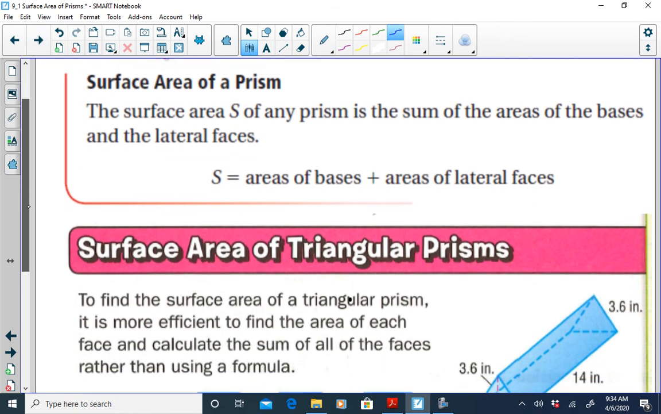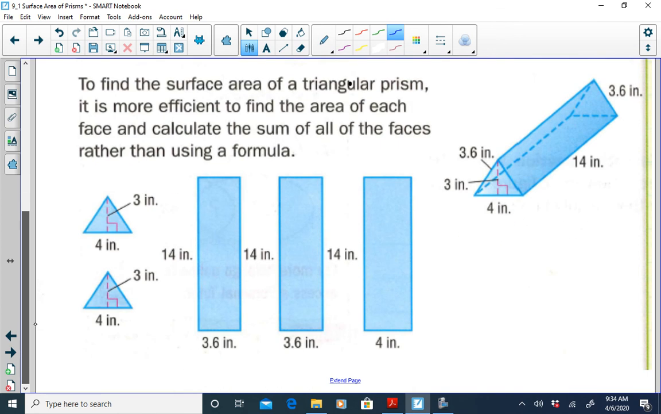Alright, let's look at the triangular prisms. To find the surface area of a triangular prism, it's more efficient to find the area of each individual face and then calculate the sum of the faces. Now what you essentially want to do is break a triangular prism into the following. You would find the area of 2 triangles, right? So that's one triangle here and one triangle here.